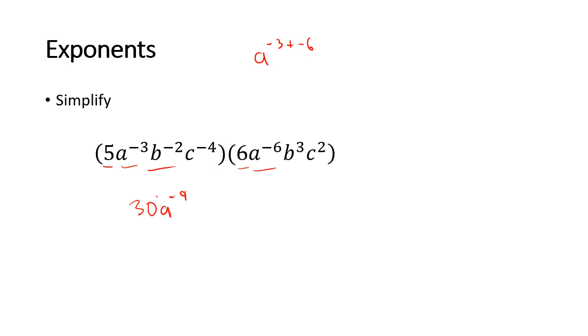Then we have b to the negative 2, b to the 3. That's just going to be positive 1b, right? b to the first. And then c to the negative fourth and c squared, that's going to be c to the negative 2. And so all we have to do now is identify that there are two negative exponents here, the negative 9 and the negative 2. We're going to move those down to the denominator, and we're going to end up with 30b, right? The b still stays on top, divided by a to the ninth c squared.